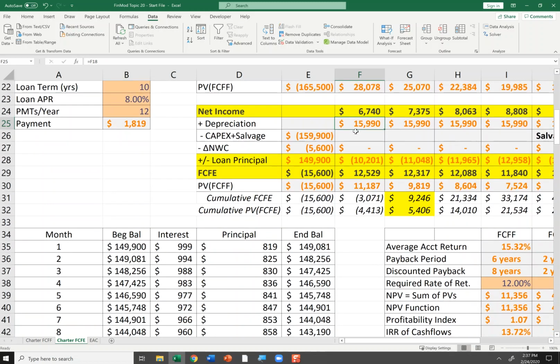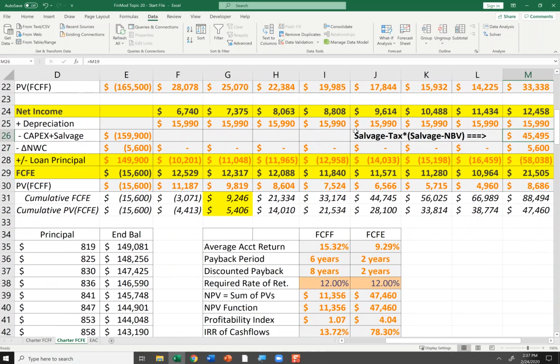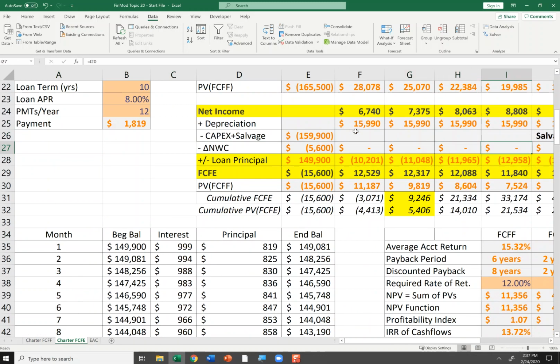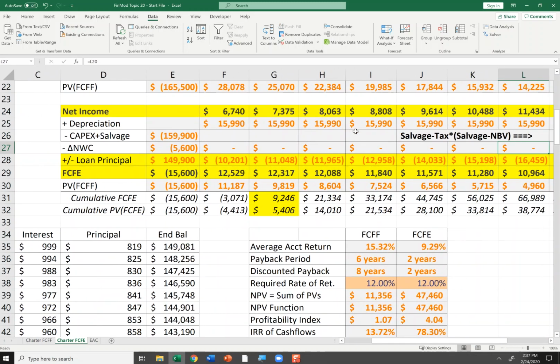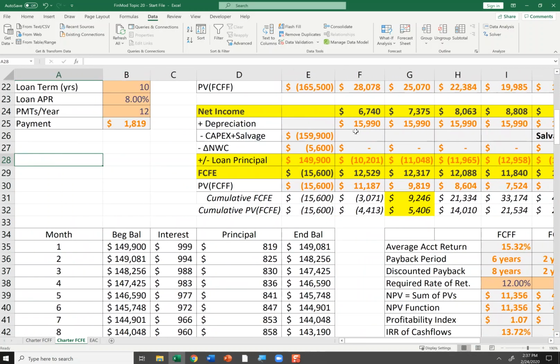I then add back my depreciation, subtract CapEx, add back salvage at the end there, and subtract changes in net working capital. We already did that before for the last problem on free cash flows to the firm. The only other thing I need to account for is all the interest, all the debt principal receipts and payments. So let's think about this.